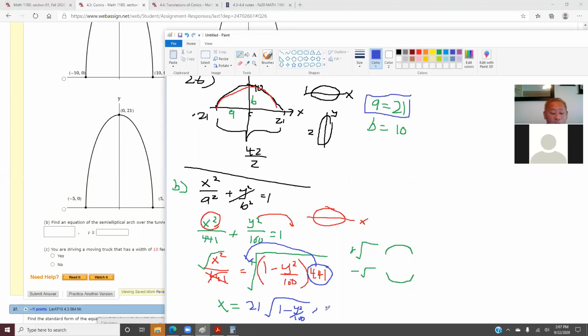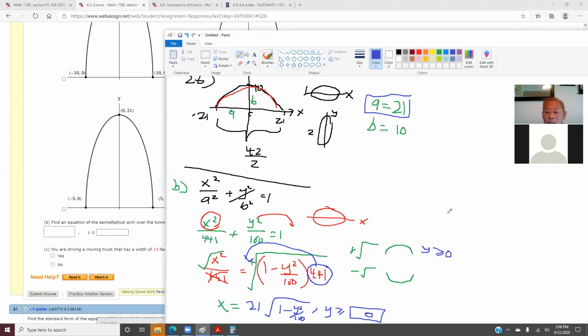And now the question is asking for y is greater than or equal to something, right? So how do you figure this one out? You're looking at your graph. Since this graph is above your x-axis, your y in this case has to be greater than or equal to 0. This means that your line is above your x-axis.